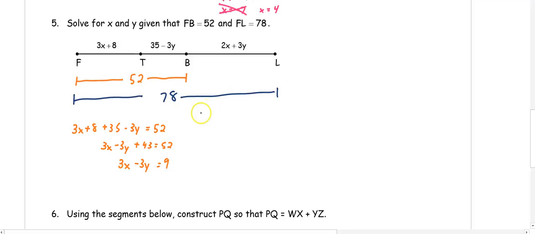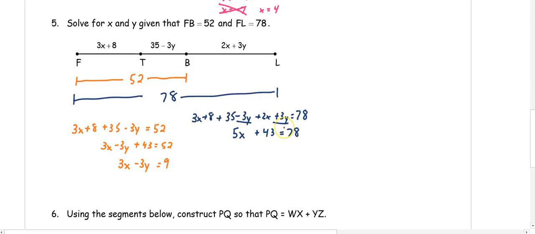The second equation then, 3x plus 8 plus 35 minus 3y plus 2y plus 3y equals 78. Now, when I combine like terms in this one, I get 5x plus 43 equals 78. Now, the nice thing about this is that the negative 3y and the positive 3y canceled out. So this equation only has one variable, so I can actually solve for x right away.